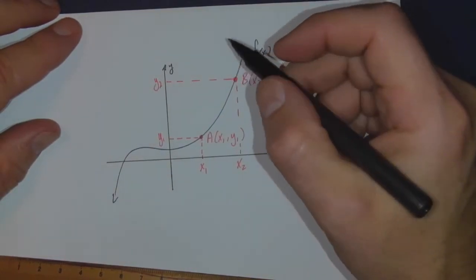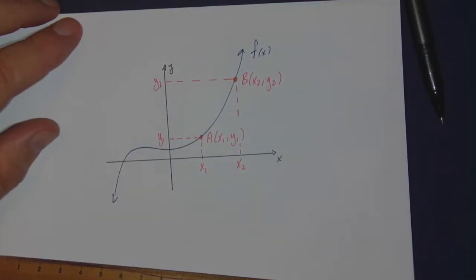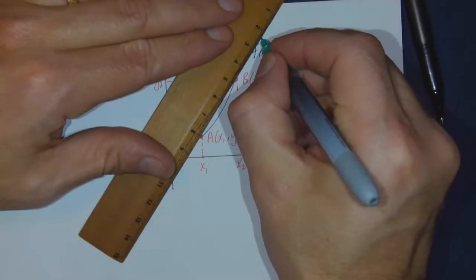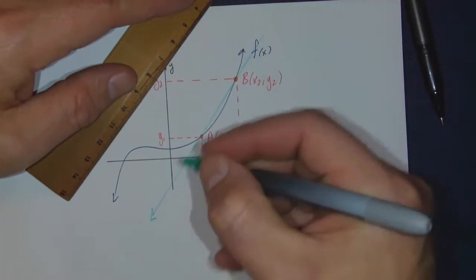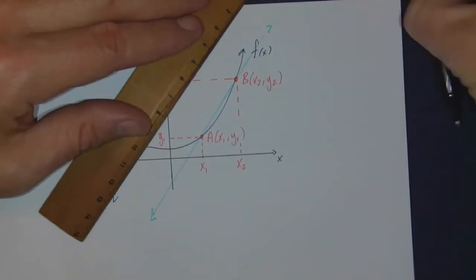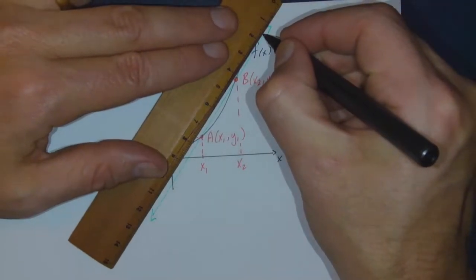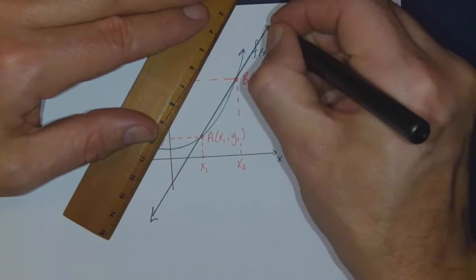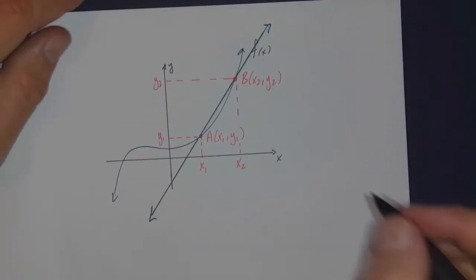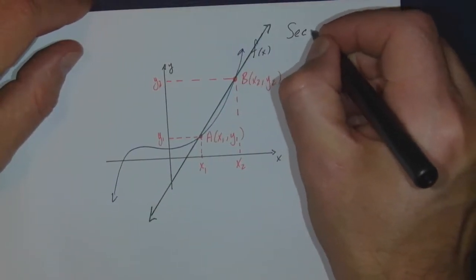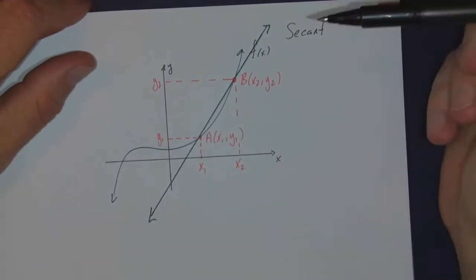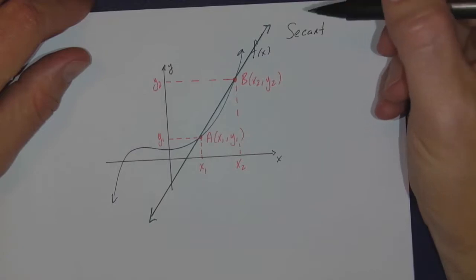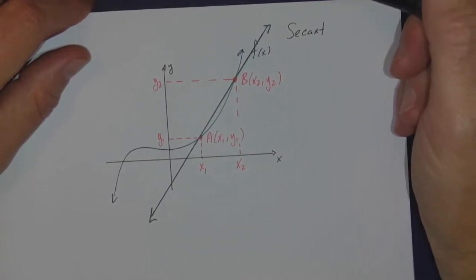Now, if I was to join those 2 points with a straight line, then I'd be creating something new. I'd be creating a new geometric object. Ooh, green doesn't show up so well. Let's try going over it with black and see if it looks any better on the screen. There you go. And that new geometric object is called a secant. And a secant, by definition, is a line that goes through 2 points on a curve. And you need to know that, okay? So a secant is a line that will go through 2 points on a curve.